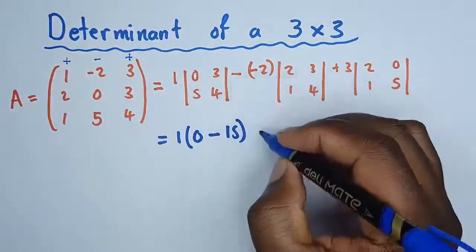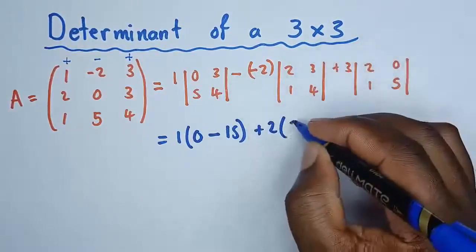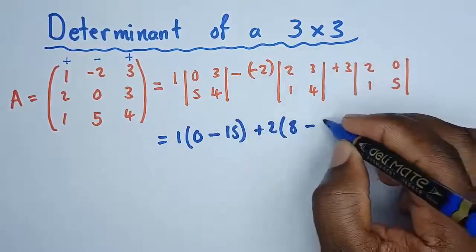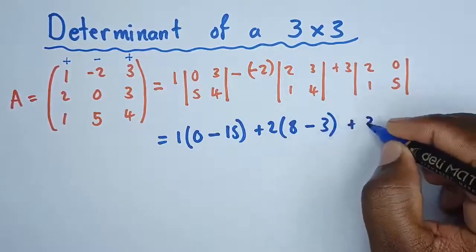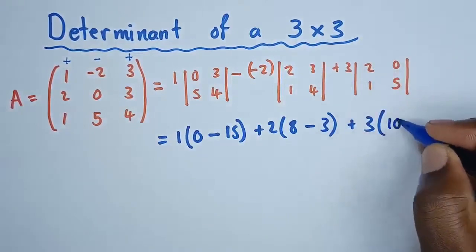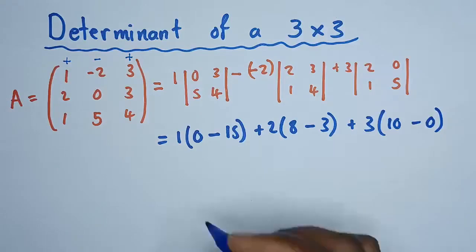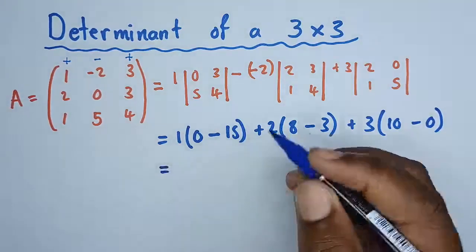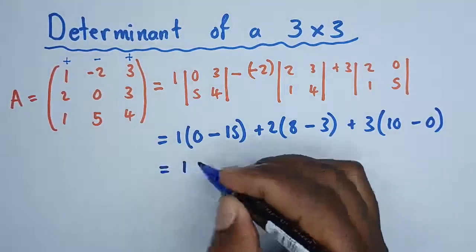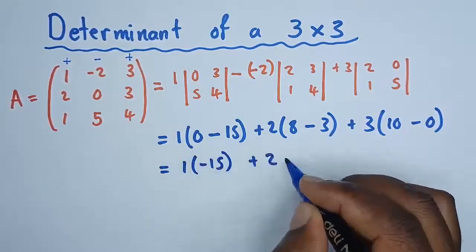So negative will give us a positive 2. 4 times 2 is 8, 1 times 3 is 3, plus this 3 here. 5 times 2, that's 10, 1 times 0, that's 0. That's how we find the determinant of a 2 by 2. Then from there we can proceed by saying this is 1, so I have 1 outside. Inside the bracket we have negative 15 plus 2.